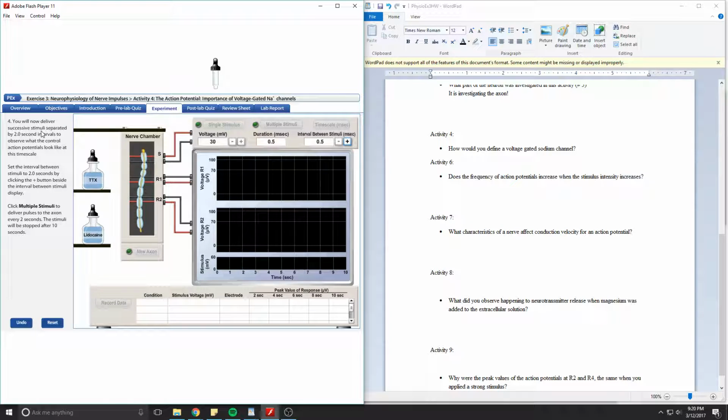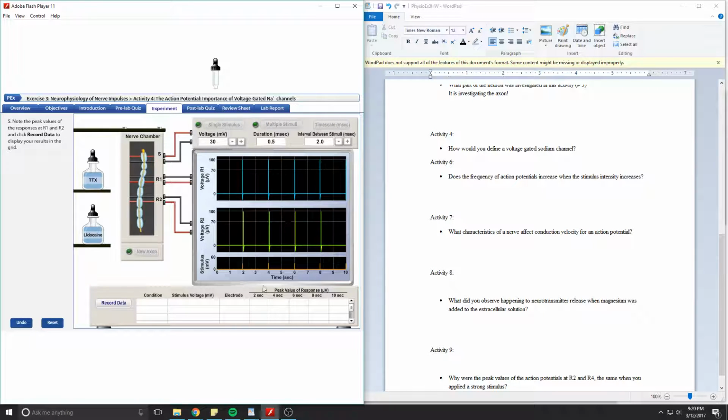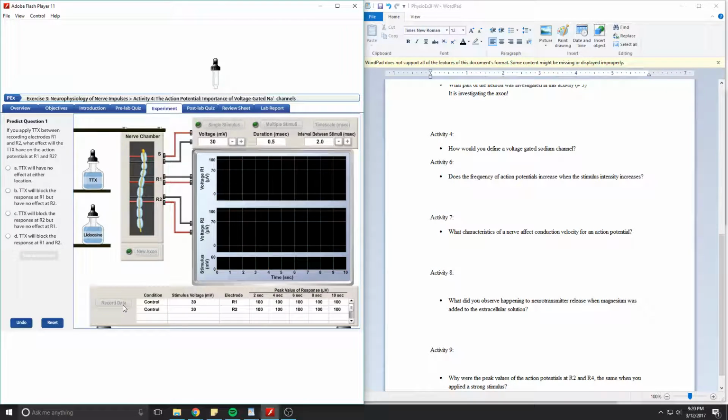You'll now deliver successive stimuli separated by 2-second intervals to observe what the control action potentials look like in this time scale. So we're going to go to 2. Okay. Note the peak values of response of R1 and R2. Click record. If you apply TTX between recording electrodes. Okay, what was the question?